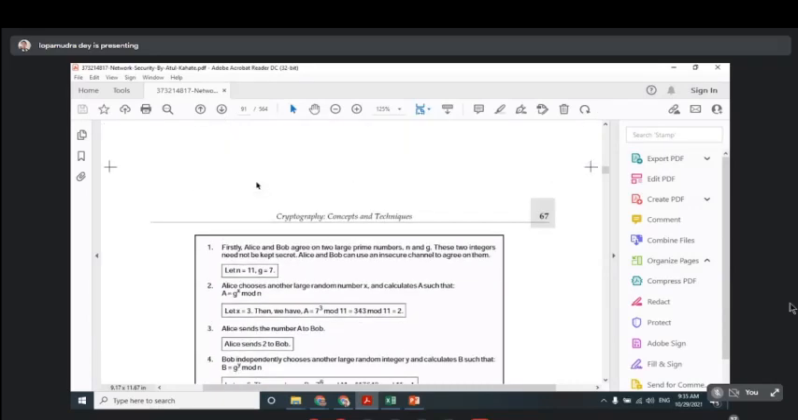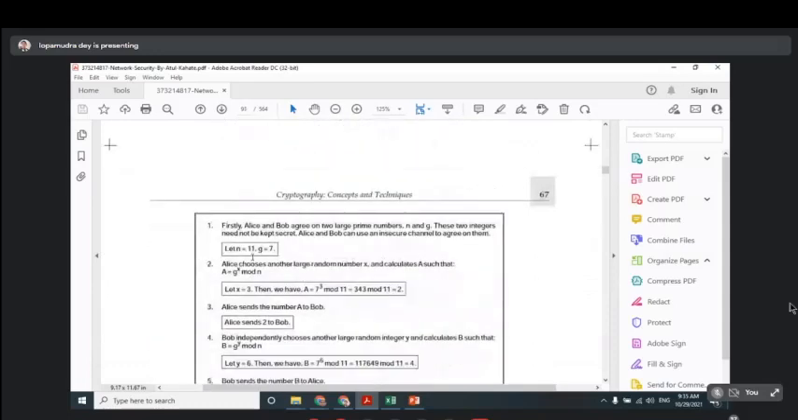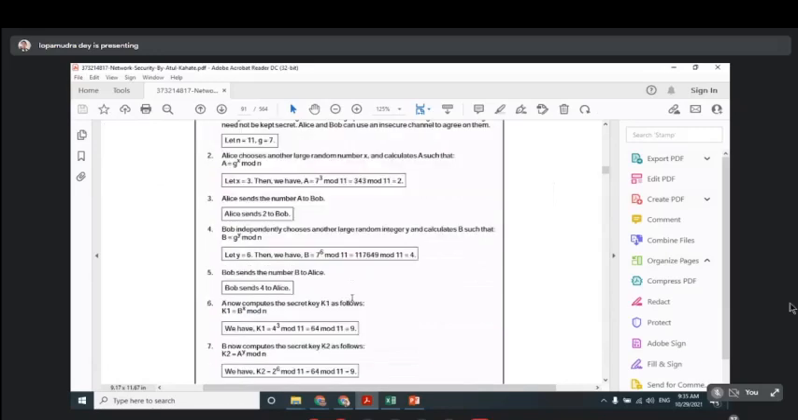Then what will be the formula? The formula is: Alice will calculate g to the power x mod n. g is 7 here, so we calculate 7 to the power 3 mod 11. 7 to the power 3 means 343, and 343 mod 11 gives you 2. So the value of A is 2. Now Alice sends this A to Bob.